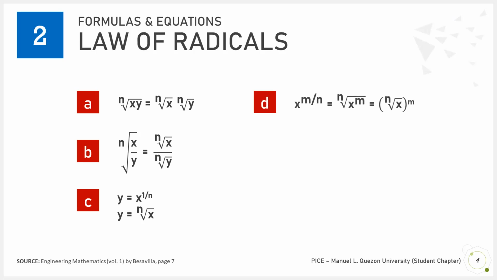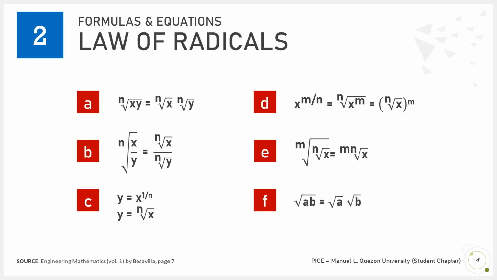And for letter D, we have x raised to m over n is equal to the nth root of x raised to m. And it is also equal to the quantity nth root of x raised to m. For letter E, we have the mth root of the nth root of x is equal to the mnth root of x. And for letter F, we have the square root of AB is equal to the square root of A times the square root of B.